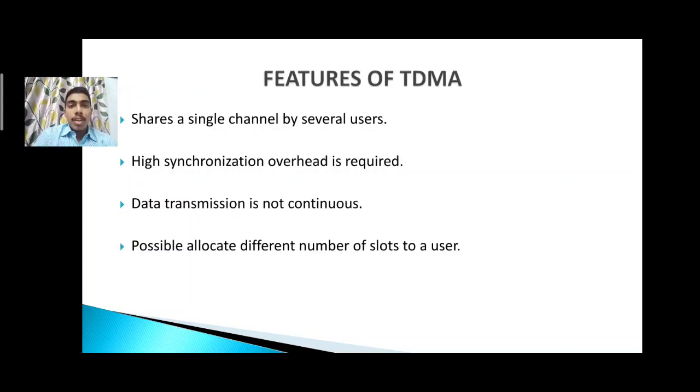Now the features of TDMA: TDMA shares a single channel among several users. That means it provides a single channel shared by several users. High synchronization overhead is required, so synchronization should be more. Data transmission is not continuous; we don't transmit data in a continuous way. It is possible to allocate a different number of slots to a user.